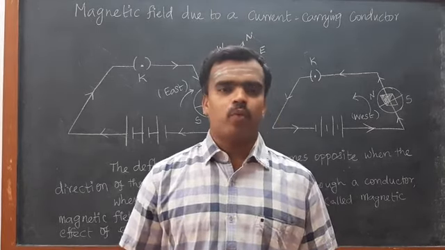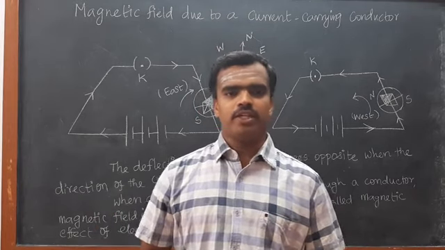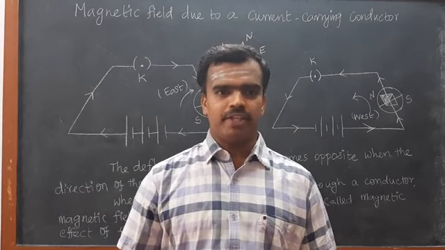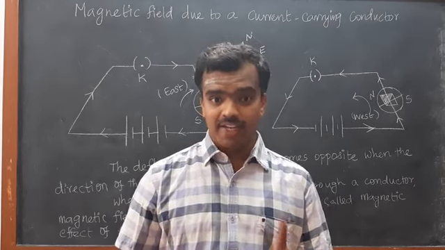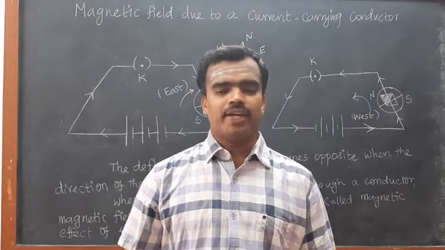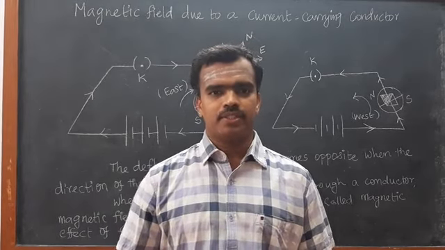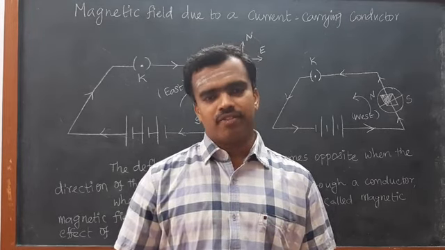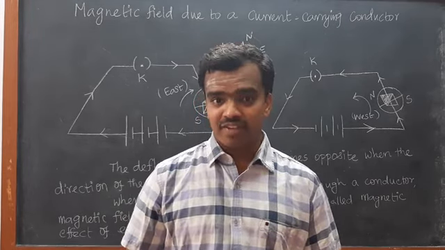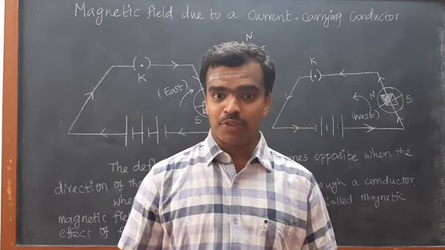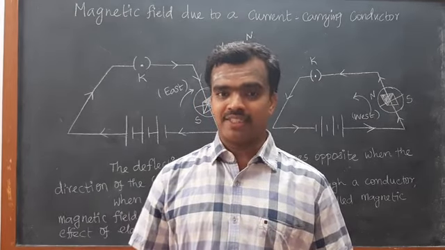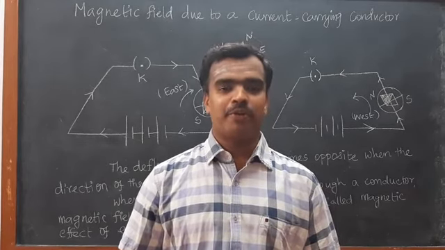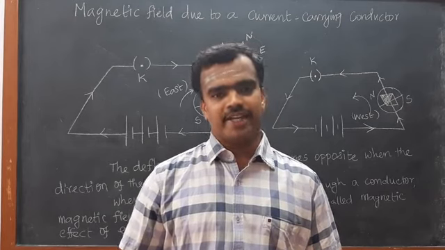Here we are using one circuit, and we have placed one compass needle parallel to that conductor. If you place it over that electric circuit, the compass needle is deflected. The deflection of the compass needle is due to, as we learned in the last session, the magnetic field produced by the current carrying conductor.